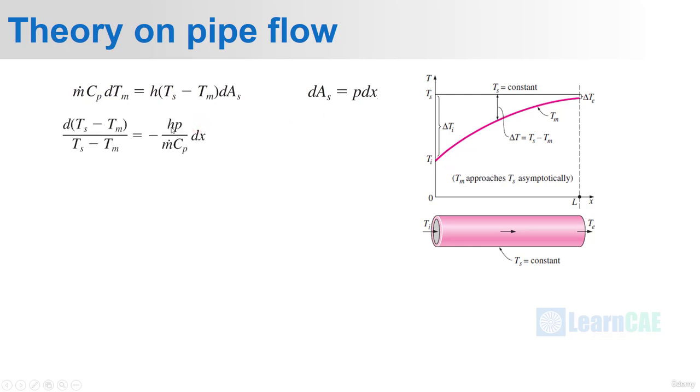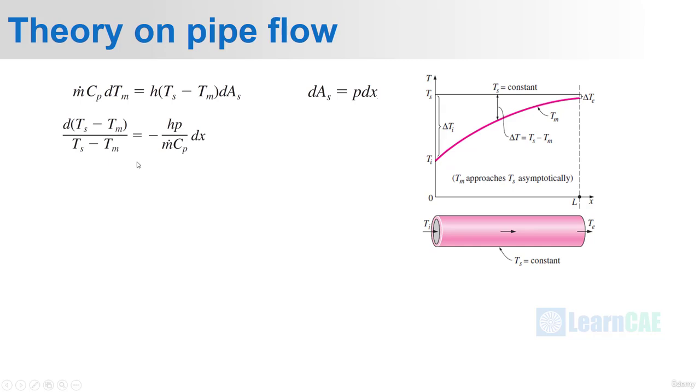Next we shall substitute this value into the term. Here we can rewrite this dTm as d into (Ts minus Tm). Because Ts is constant, this will become 0, and we can bring down this Ts minus Tm to the left hand side. We can take h into dAs as h into P dx, and m Cp can be brought to the right hand side. Since there is a negative sign here, we can add a negative sign to the right hand side also. I hope this equation is clear.